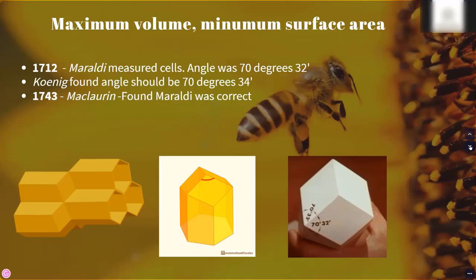What's the meaning of 32 minutes? When we are measuring an angle, we have a degree. Each degree is 60 minutes, and each minute is 60 seconds. So it's a little bit detailed. We could say it's approximately 70 degrees. But here the difference is 2 minutes. Because of that, I need to write 70 degrees 32 minutes and 70 degrees 34 minutes. In fact, Koenig made a mistake. But the bees didn't make a mistake. They did a great job there.